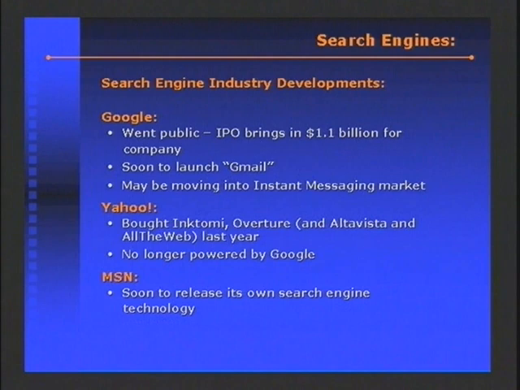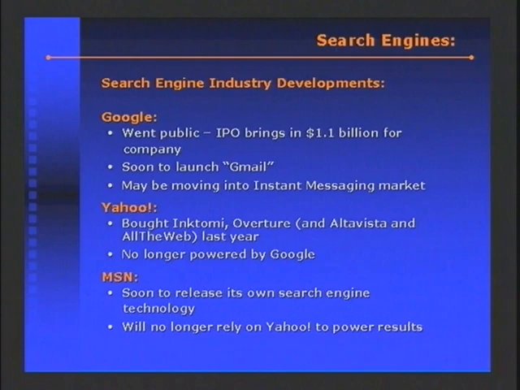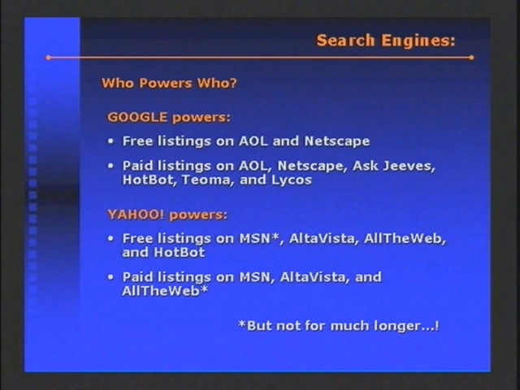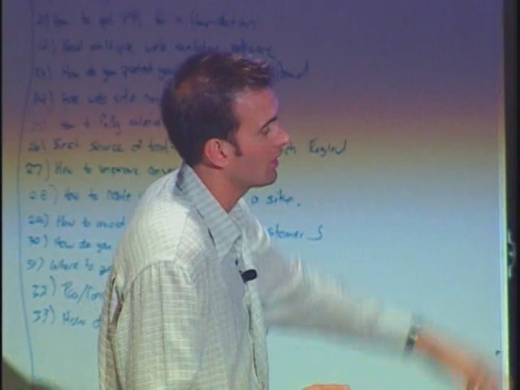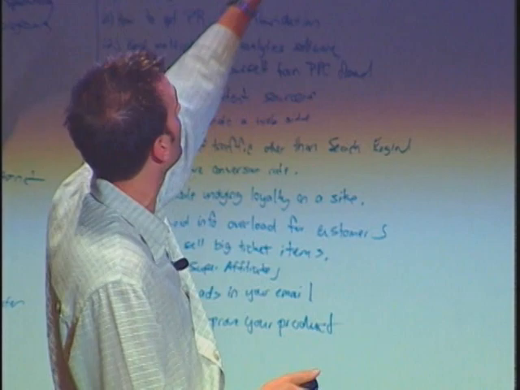So that's done. MSN, they're soon to launch their own search engine pretty soon, powered with their own search engine technology, which means they'll no longer be using Yahoo anymore, so you need to be aware of that. As far as who's powering who, well, Google powers, there's two ways it powers things. First, it's free listings, meaning that the actual search engine itself powers AOL and Netscape. The paid listing, where you pay in Google AdWords, appears in AOL, Netscape, Ask Jeeves, Hotbot, and Lycos. So when you bid in Google AdWords, you'll show up in the paid listings in those areas, and when you have a free listing in Google, you'll show up in AOL and Netscape too.